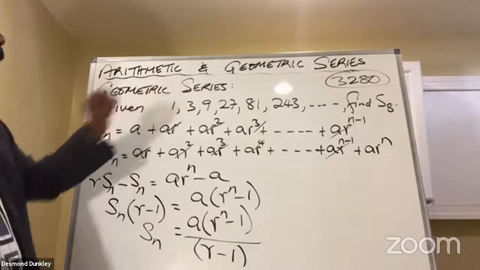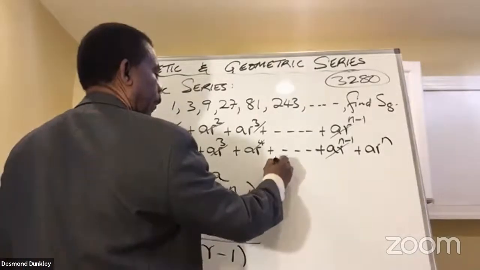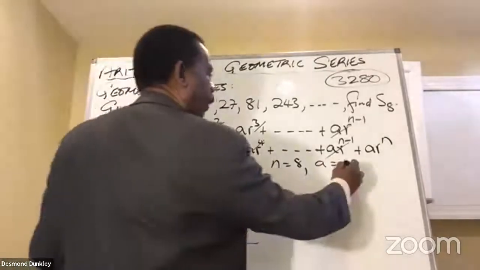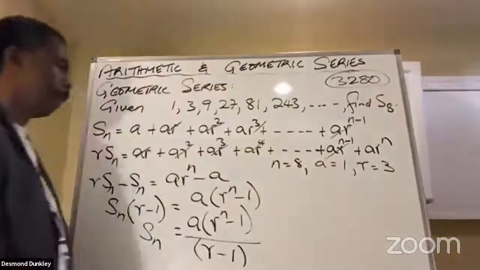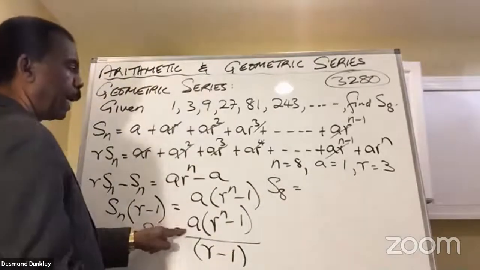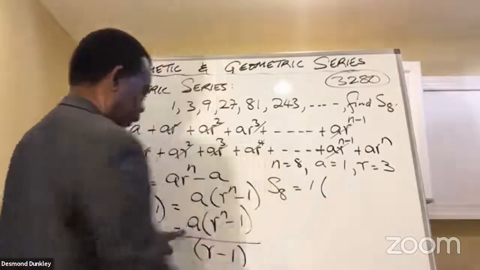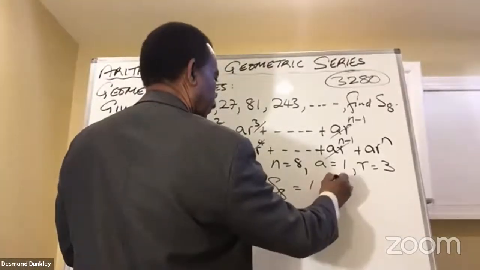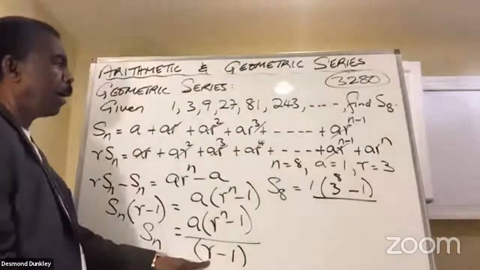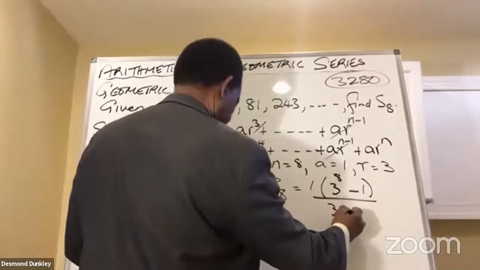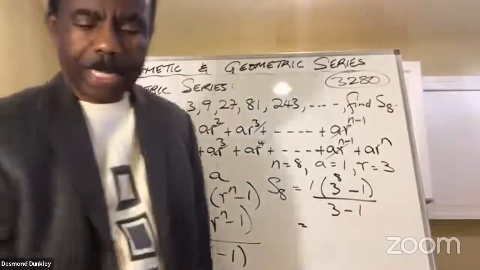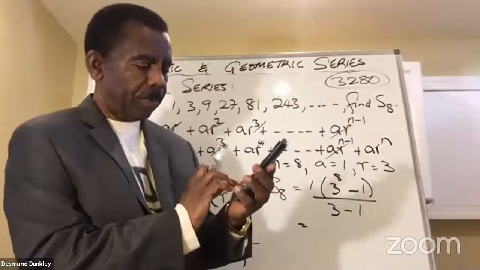Okay? So now we're going to go to this example that we had before. N was 8, A was 1, and R was 3. Okay? So now we're going to find, using the formula, S8 is equal to A, which is 1, times R, which is 3, to the power 8, minus 1, all over R, which is 3, minus 1. So this one does make a difference. What is 3 to the power 8? Get your calculator, and we go.